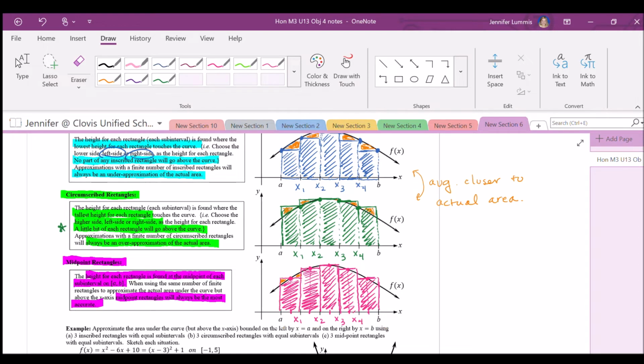So you can see it didn't matter which end was lower or higher. I didn't use any information like that to judge where it should be. All I did was pick the height that's obtained from the x value in the middle of the interval. All right, so that gave me each rectangle. So again, remember that those midpoint rectangles are going to give you the best approximation.